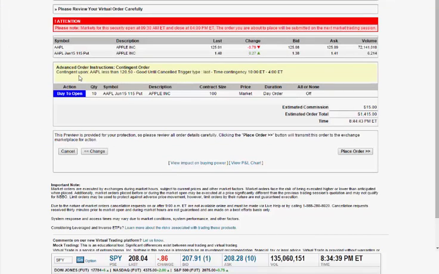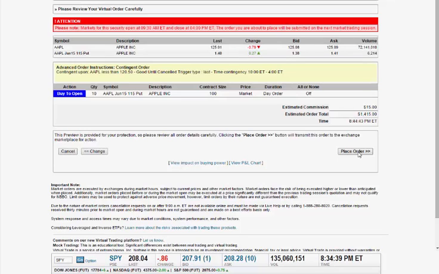So we're going to go through and preview our order. It says, contingent upon Apple less than 120.50, good till cancel. We're going to buy to open 10 of the Apple June 115 put. This does say contract size 100, but it's right. At market, good for the day. Then this is our total price here, and we'll place order. Yes, markets are closed, so this will be placed tomorrow at open.